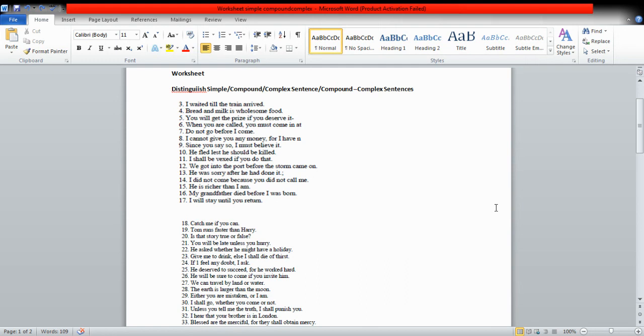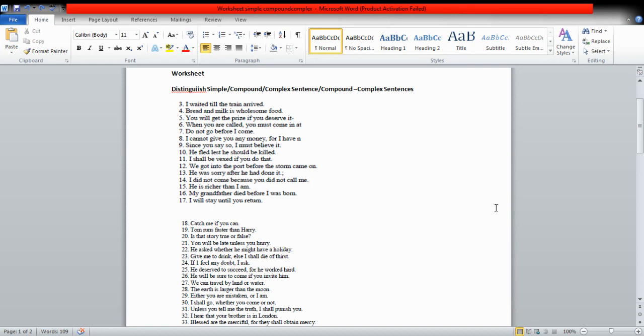Tom runs faster than Harry. So the whole of the sentence contains only one single clause. So it will be a simple sentence. Is that story true or false? Again, it is a single clause, so it will be a simple sentence.